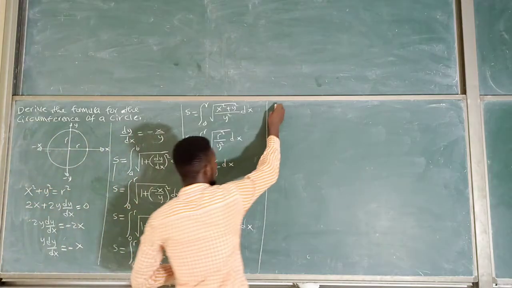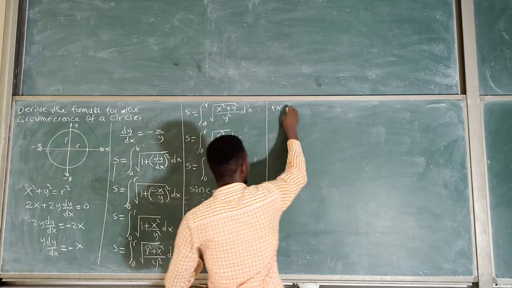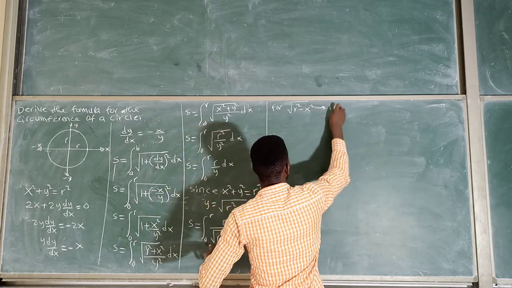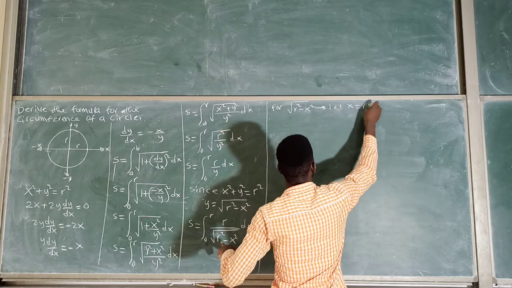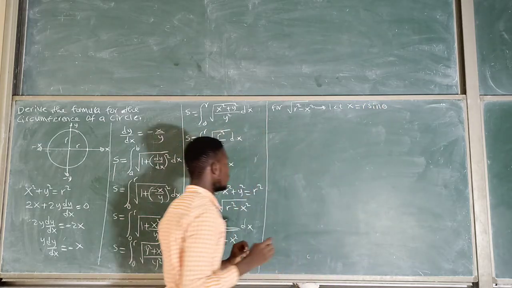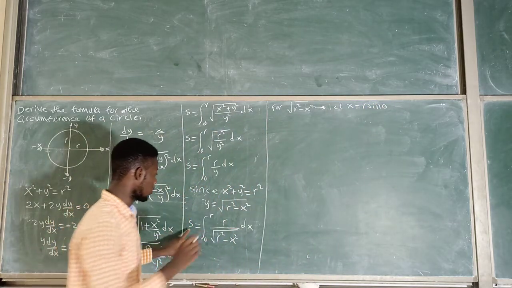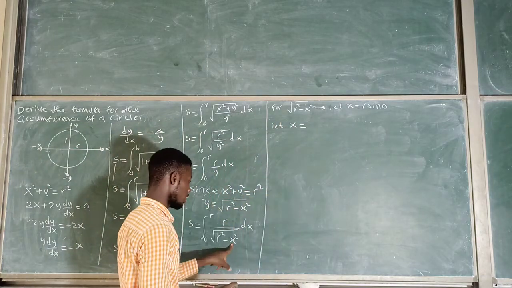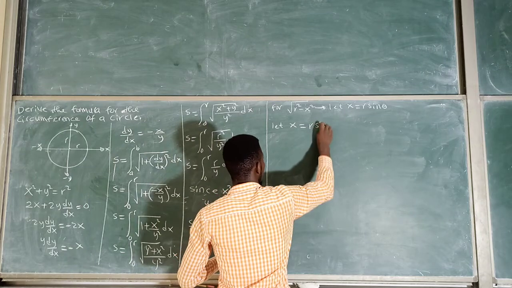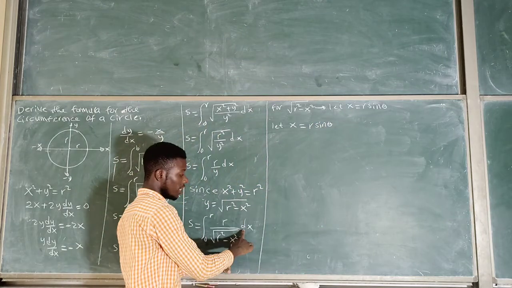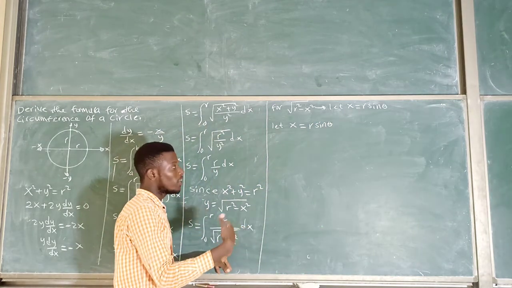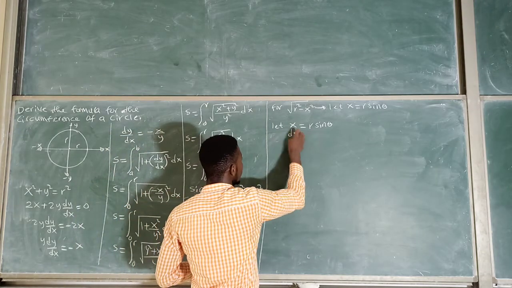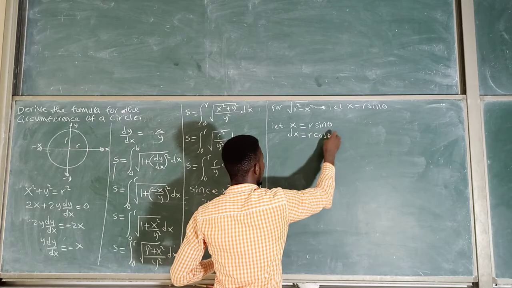So anytime we have the root of r squared minus x squared, we use the substitution, let x equal r sine of theta. That's what we do, so that's exactly what we're going to use here. Let x equal r sine of theta. Since we have dx, we have to replace the value of dx in terms of theta. So we have dx is equal to r cos theta d theta.